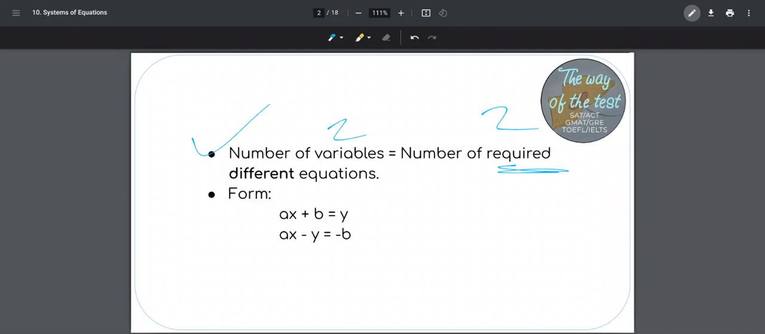Now, the form of your system of equations usually contains two equations, usually something like this. So you have something x plus b is equal to y, and then something x minus y is equal to negative b. Whatever form they show, they usually use x and y, or a and b, or c and d. Okay, pause the video, copy this. We're going to move on.